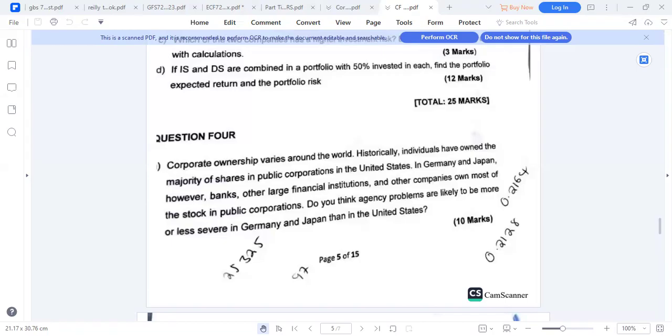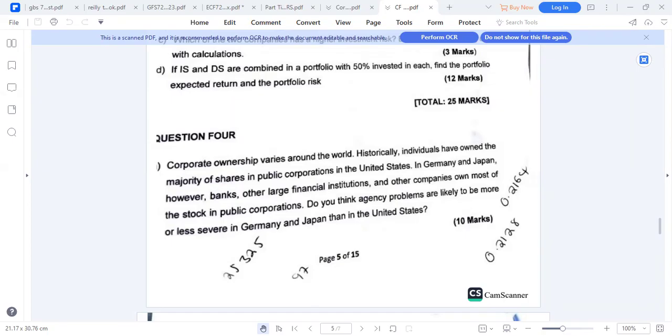So in a nutshell, what I can say is that corporate ownership structures will differ from country to country. They will differ between Japan and the US. But the severity or the extent to which agency problems will occur may depend on a number of factors. It's not a yes or no answer. They may be beyond just ownership alone. They may include issues like the governance mechanisms, the cultural norms, and also the effectiveness of the regulations that is there. So in some countries, these things are strictly monitored.